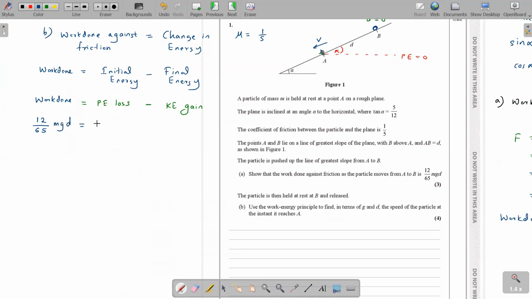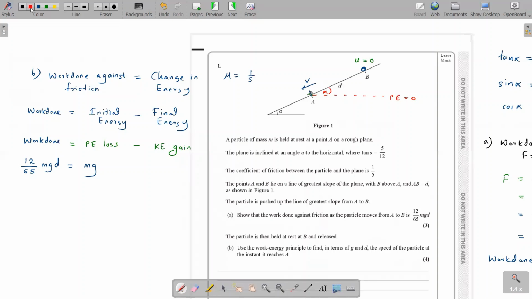Potential energy is mgh, right? What height are we using when it comes to potential energy? At point B, we need to consider the perpendicular height, not just the slant height. What is the perpendicular height here? d cos alpha or d sin alpha? d sin alpha. Are you with me? mg into d sin alpha.